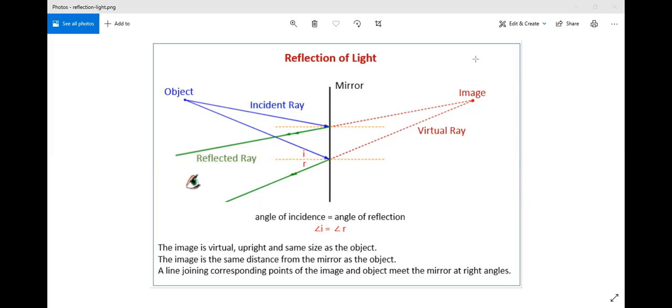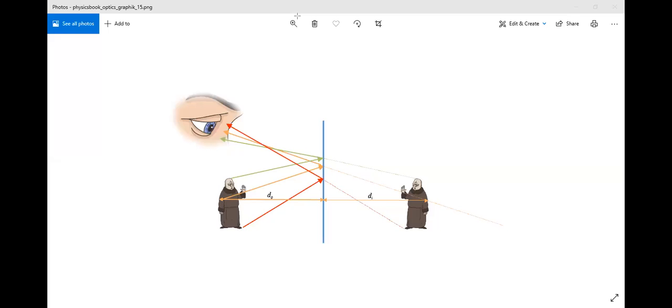The distance between the object and the mirror should be equal to the distance between the mirror and the image. Let's not forget this. The image is virtual, upright, and the same size, since I'm using a flat mirror. The image is the same distance from the mirror as the object, and you will see a reversed image from left to right. How is that? Let's see if you get it.